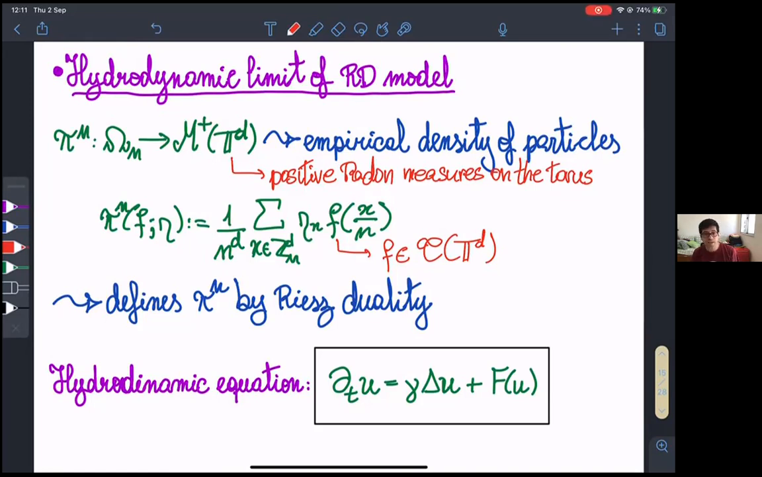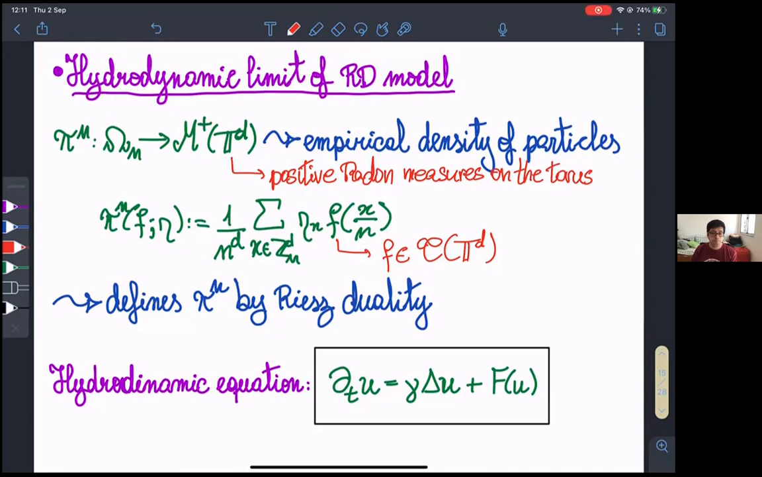If I prescribe its action over all continuous functions, I just prescribe the measure, right? But just by the Riesz theorem, there is a one-to-one correspondence between these two objects, and it's given by that. So what I'm doing there is putting mass 1 over n to the d on each occupied site of the discrete torus. And then I'm rescaling down the discrete torus to be a discrete approximation of the continuous torus T^d. Okay, so this defines pi n by duality.